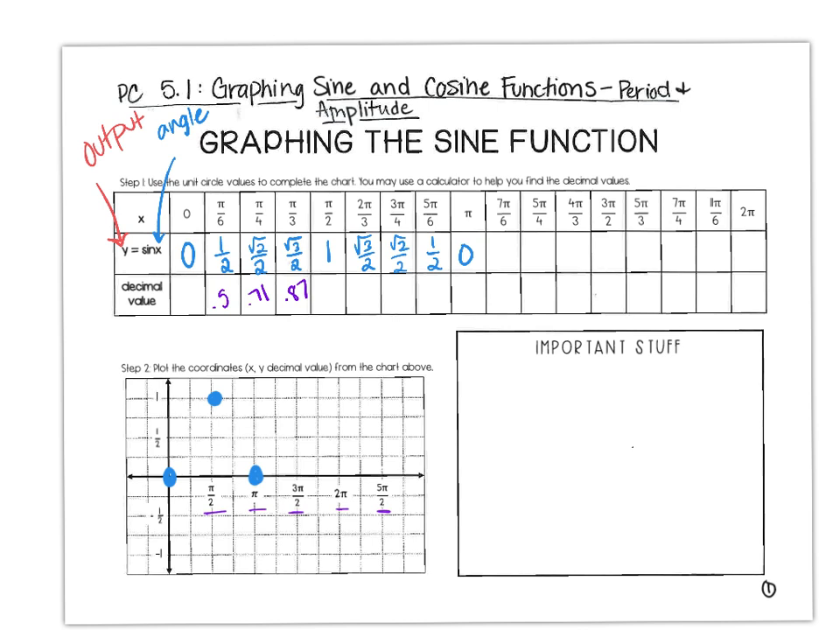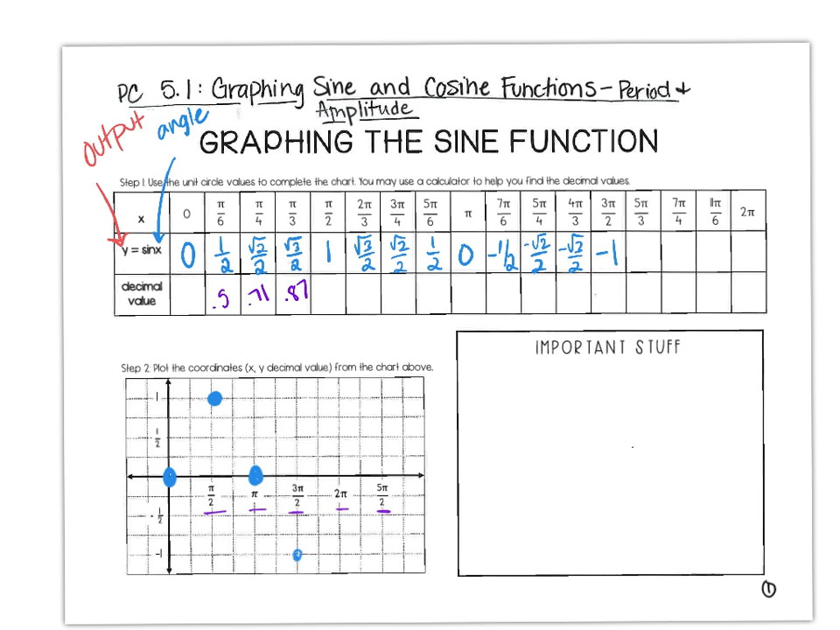All right, sine of 7 pi over 6 is negative 1/2. Sine of 5 pi over 4 is negative root 2 over 2. Negative root 3 over 2. And then we get to our 270, or 3 pi over 2, and the sine of 3 pi over 2 is negative 1, so we can graph that.